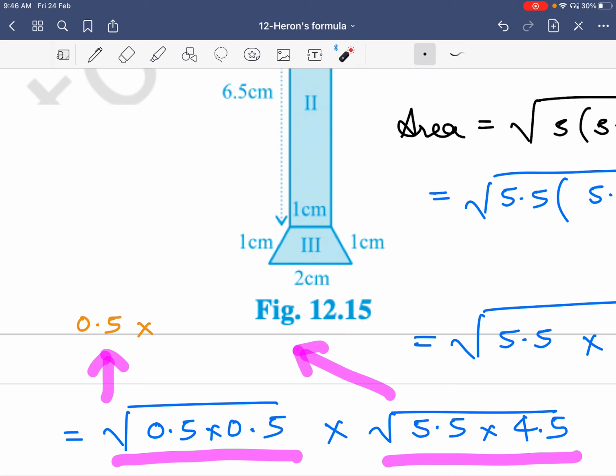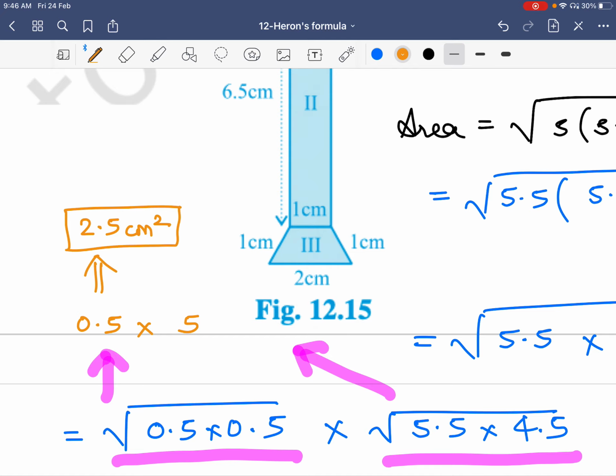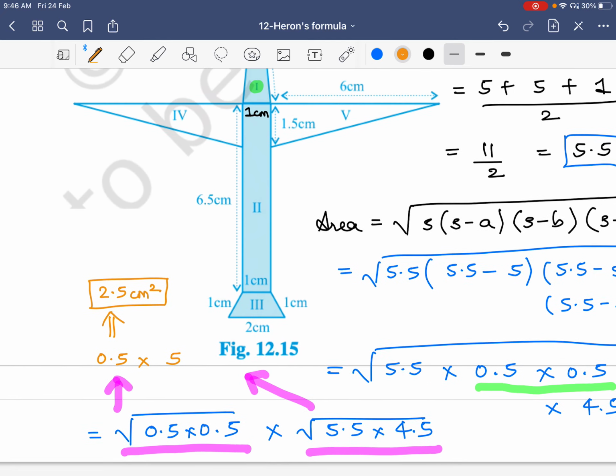So 5.5 into 4.5 is 24.9, which is almost equal to 25. So the square root of 25 will be equal to 5. So we are going to just take it as 5, and that is equal to, what is 0.5 into 5? That is equal to 2.5 centimeters square. So the area of this triangle, the nose, let's zoom out now.